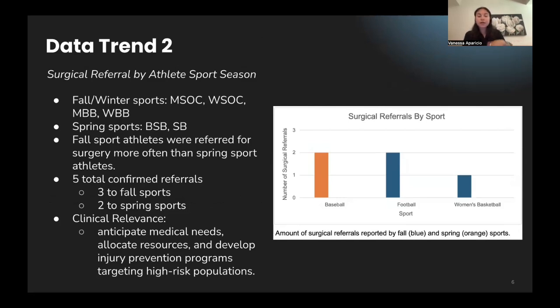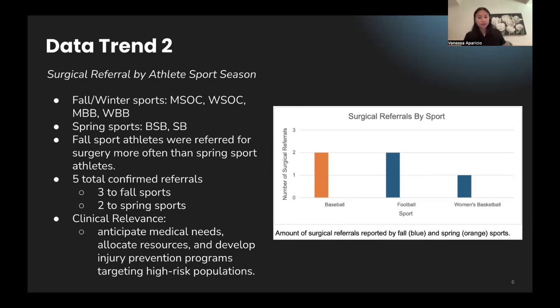So now for trend two, I looked at surgical referral by athlete sports season. So I decided to outline for AI what was considered a fall sport and what was considered a spring sport. What I considered fall sports were men's and women's soccer, men and women's basketball, and football. And what I considered spring sports were baseball and softball. So, with this, fall sport athletes were referred for surgery far more often than spring sport athletes, though this data set only included five total referrals. Three did go to fall sports and two went to spring sports.